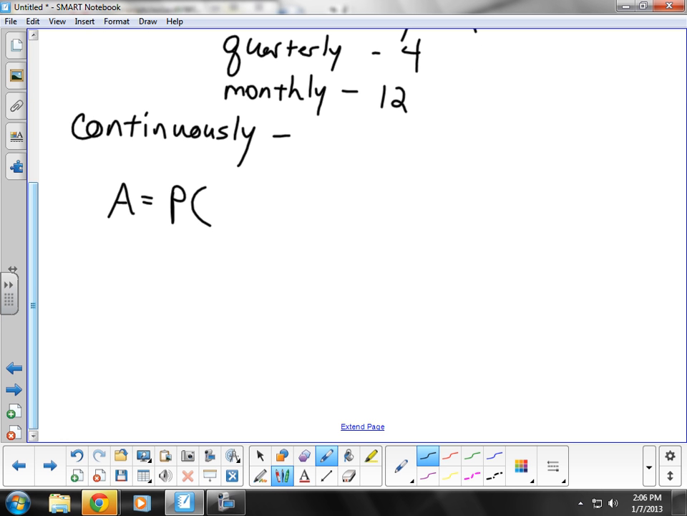So A is the amount in the account right now, or the amount the account's worth right now. P is the amount that was originally put in. 1 plus the interest rate, which is designated as R, divided by N, which is the number of times it's going to be compounded, raised to the NT power. So you're going to need to write that formula down for yourself and write down what all the letters stand for. What is it?